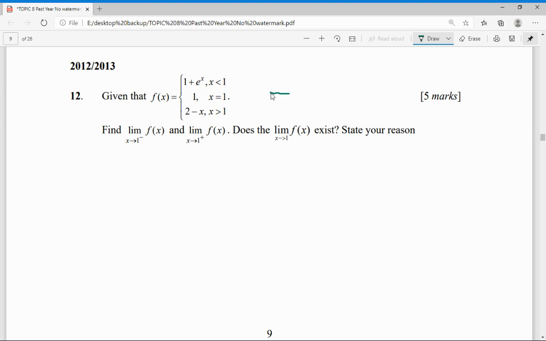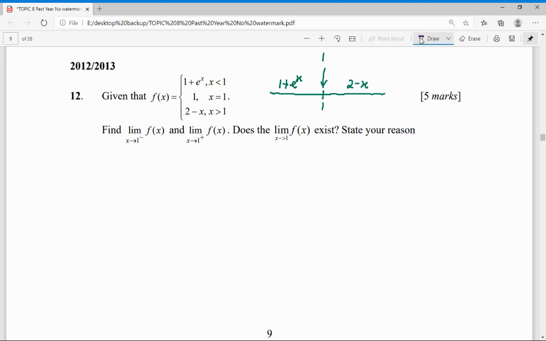First of all, we're going to draw out our interval, since we have a piecewise function. We have to be very clear: for x less than 1, the function is 1 plus e^x. For x equal to 1, the value is 1. And for x more than 1, the function is 2 minus x.